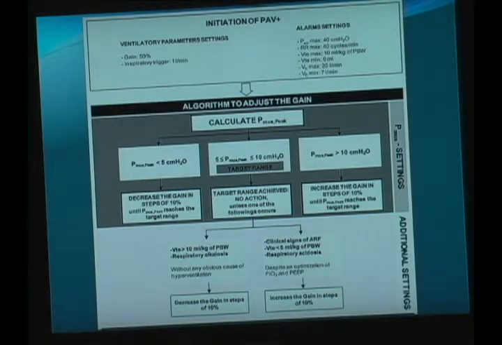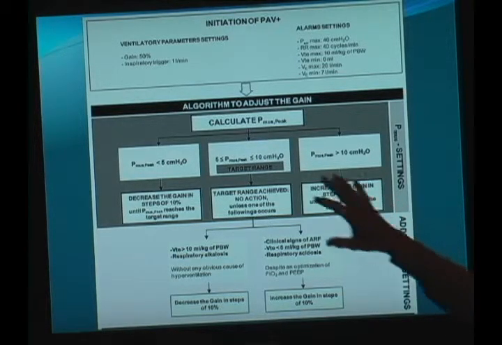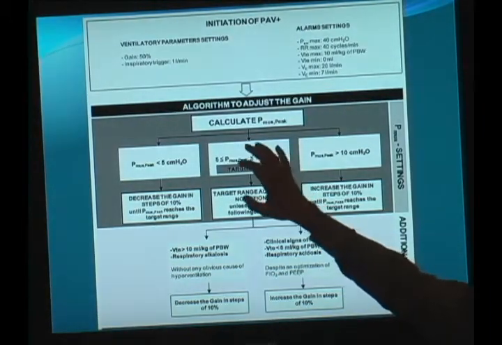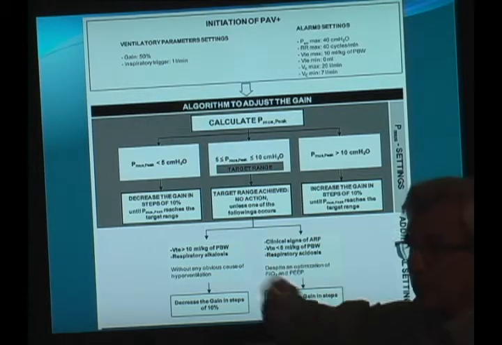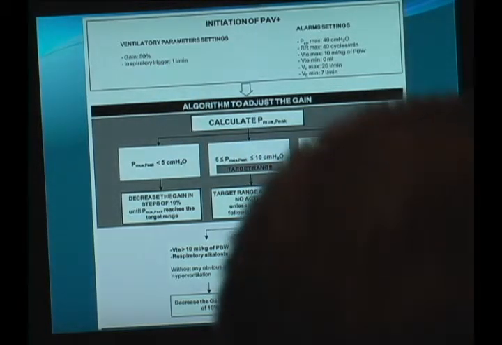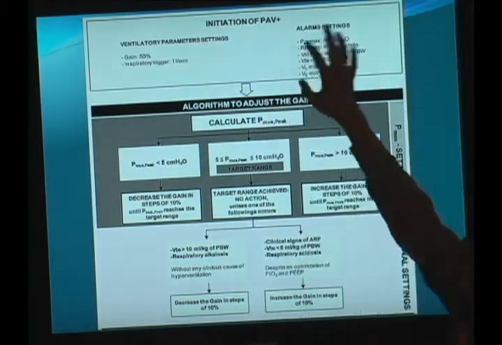So with this approach, the authors suggest this kind of algorithm to adjust again. They say you have to start here with 50%, as you currently state, and you can put your alarms to avoid high pressure, high rate, high tidal volume, very low tidal volume, and so on, and you can start.